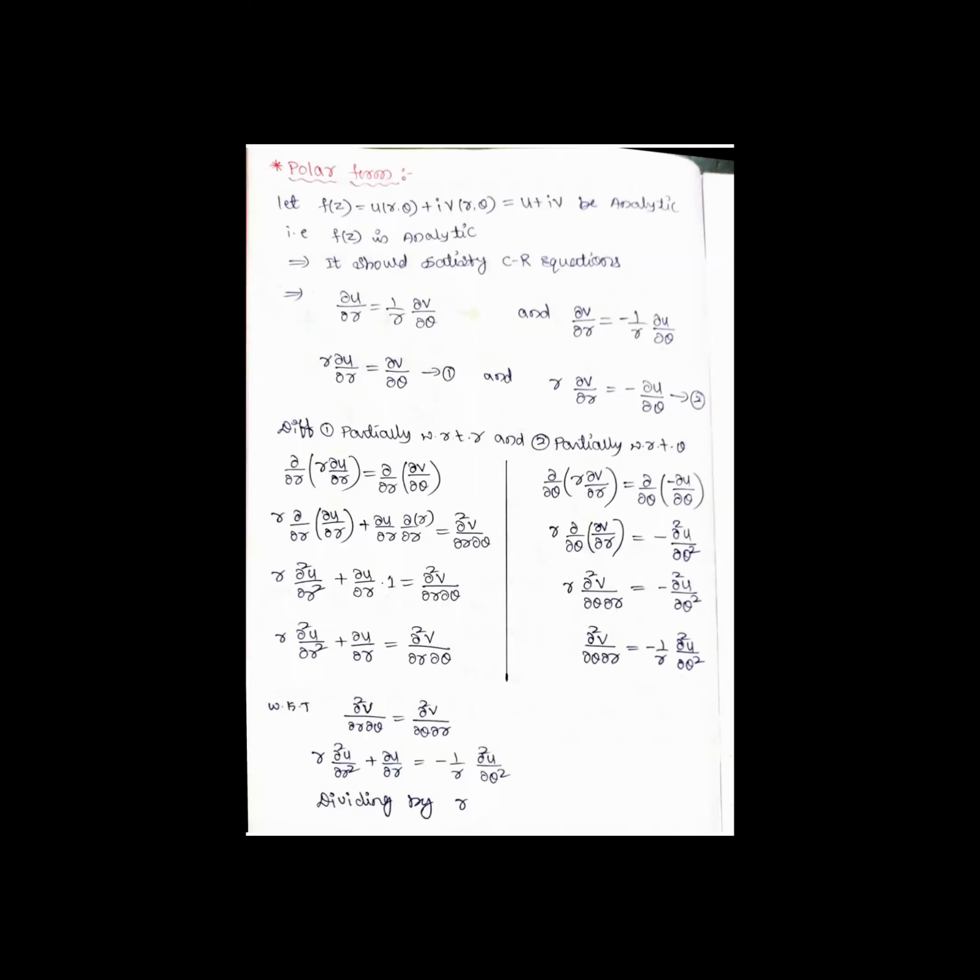Earlier, Cartesian form meant we used x and y. Now polar form means I'll use r and theta. That is the difference here. So you can see here f of z is equal to u plus iv, where u is a function of r and theta plus i into v, a function of r and theta. Let it be analytic. That is, f of z is analytic.